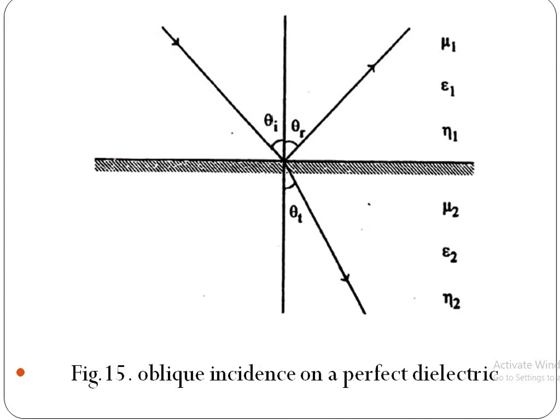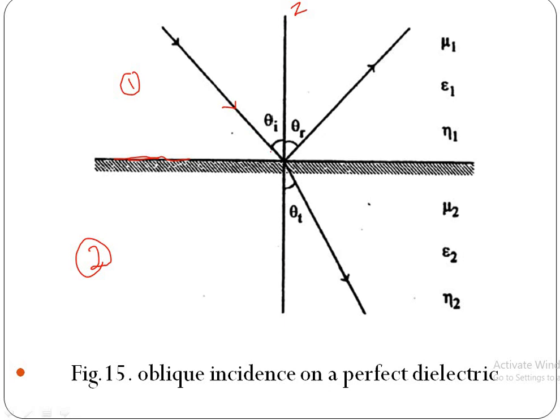This is the dielectric boundary. This boundary separates two dielectric media. This is medium 1, this is medium 2. In medium 1, mu1, epsilon 1, eta 1 are the properties. In medium 2, mu2, epsilon 2, eta 2 are the properties of the second dielectric medium. Here, this is the z-axis. This is the incident wave.